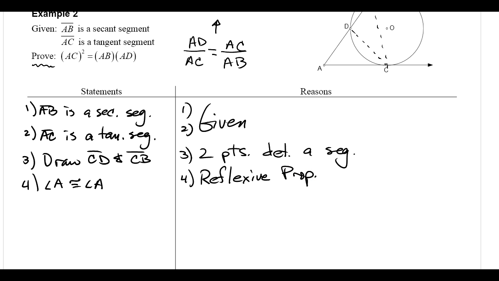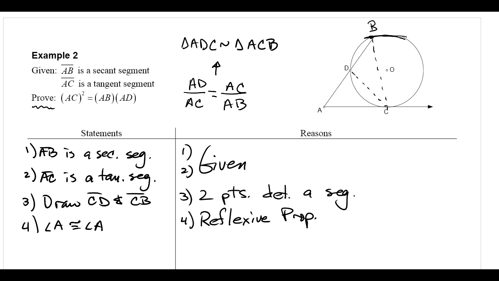And here's where things get a little tricky, because I have to try and find an arc that two angles intercept. So what I'm going to do is look at angle ADC, this angle over here, and we can see that it intercepts arc DC. And we want to look at an angle in the big triangle that also has its vertex on the circle and intercepts arc DC.